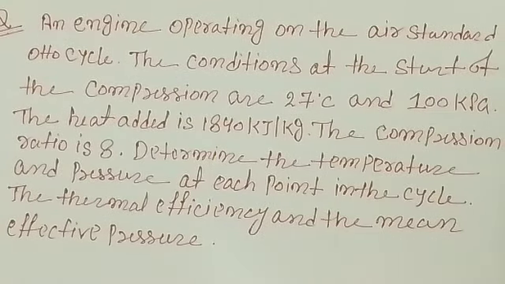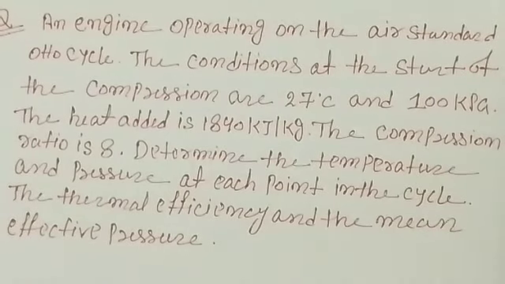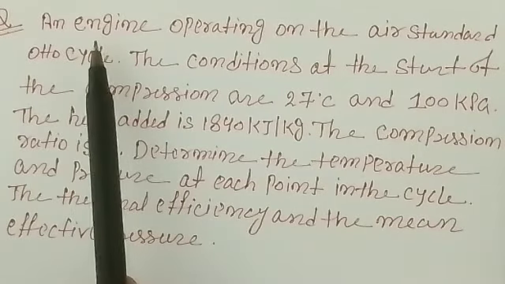This video gives you the information on how to solve a numerical problem related to the Otto cycle, right? The Otto cycle is also known as the petrol cycle. In it we have four processes: two are isentropic, compression and expansion, and heat supply and heat rejection at constant volume. Related to that we have a worked example.